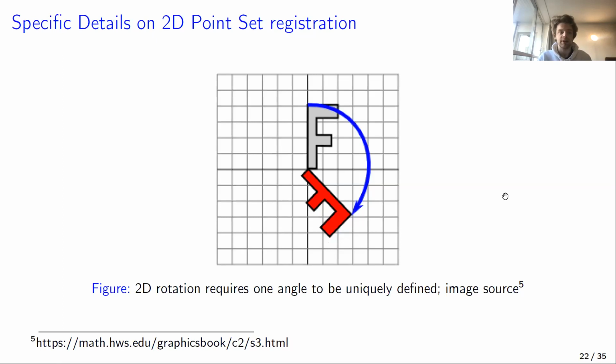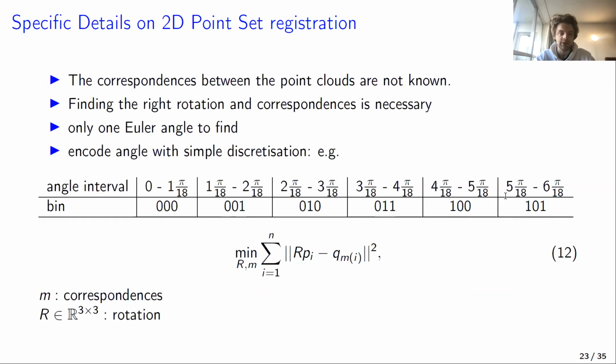So what about our 2D setup? In the 2D case, we did a 2D point set registration, and in the 2D case, the rotation is relatively easy because it's clearly defined by just one angle. As we can see here in the figure, when we turn the figure F by some degrees, then the rotation is already uniquely defined. So our setup is that we need to find the correspondences between the 2 point clouds, as they are not known, and we also need to find the right rotation in order to solve our problem.